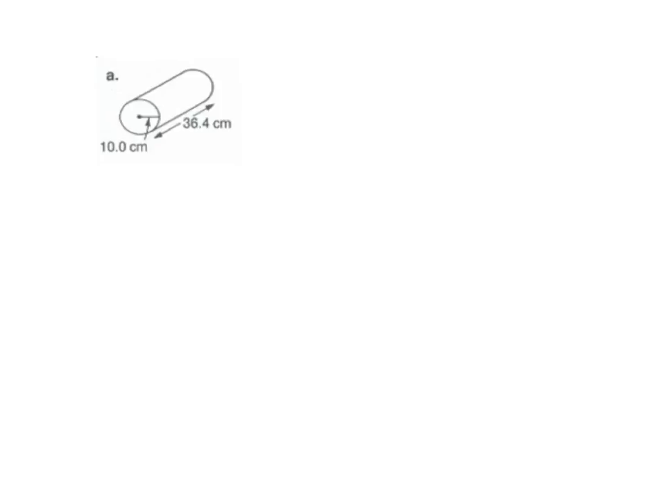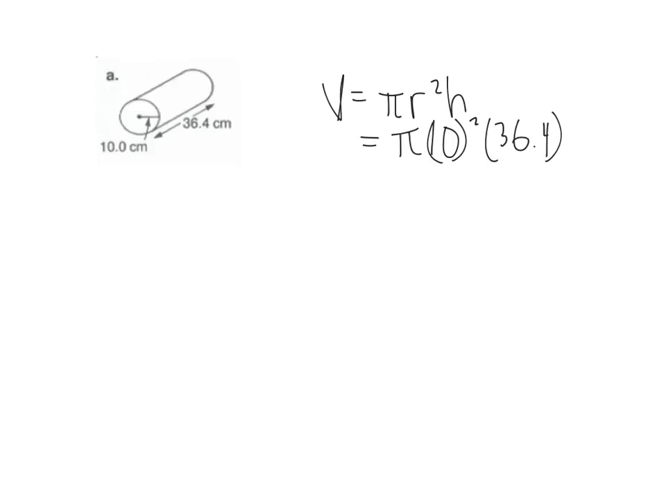But let's say you got this shape, you would recognize that it's a cylinder, and you would then write the cylinder formula for volume. This question is obviously asking you for volume, and you would write pi r squared times height, and then you would do pi, and then the radius is 10, so you would do 10 bracket squared, height times 36.4.